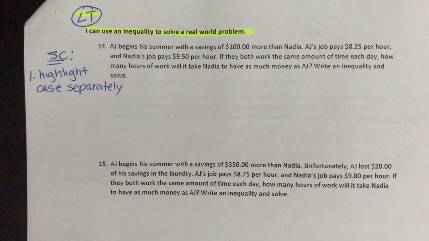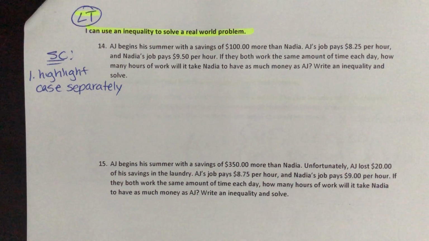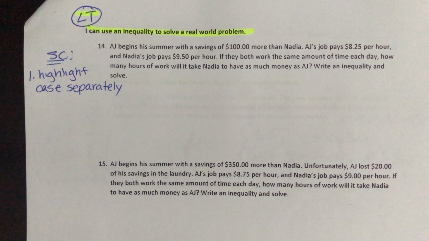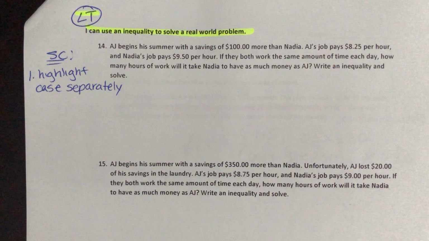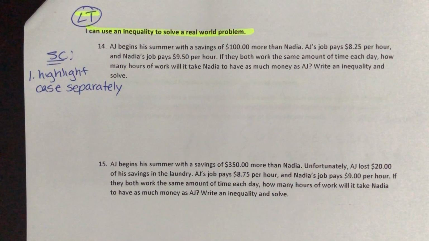So let's try that. AJ begins his summer with a savings of $100 more than Nadia. AJ's job pays $8.25 per hour, and Nadia's job pays $9.50 per hour. If they both work the same amount of time each day, how many hours of work will it take Nadia to have as much money as AJ? Write an inequality and solve. All right, so I have two cases. I have AJ's case and Nadia's case.